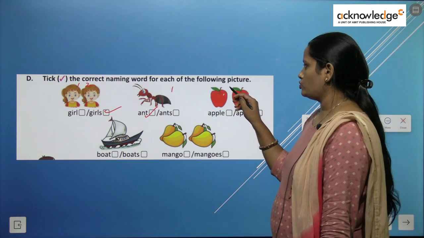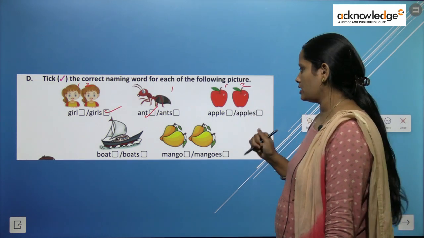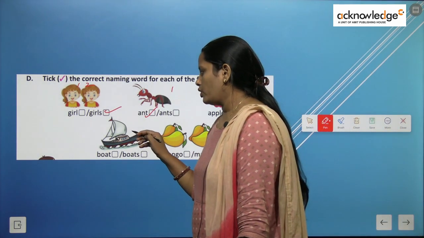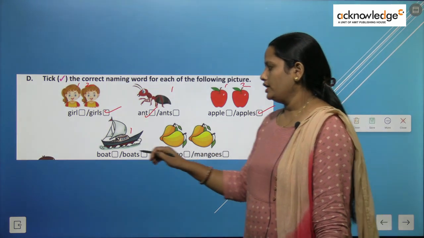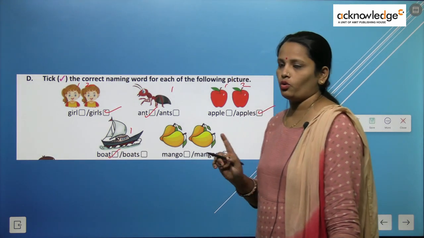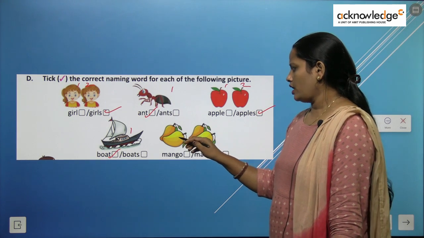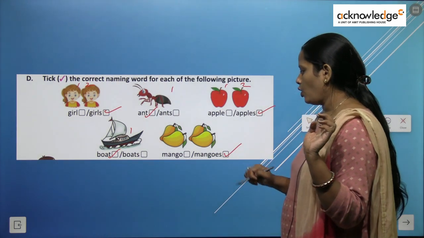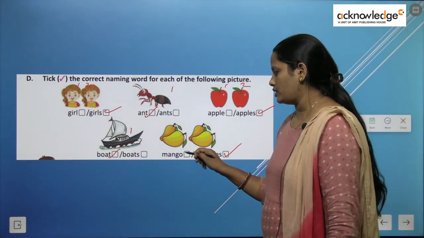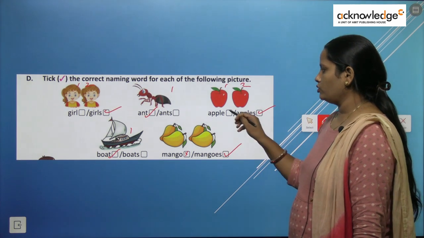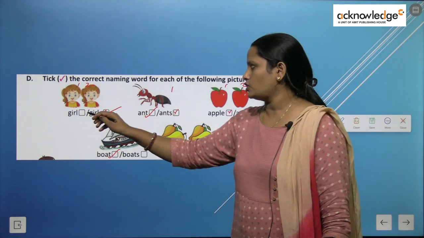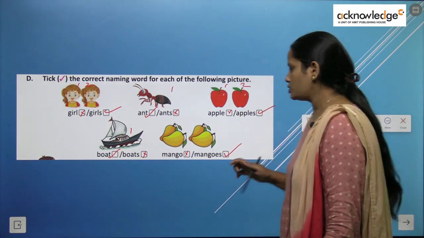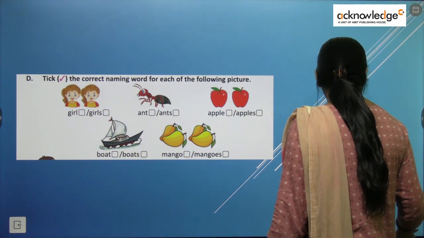Okay, here's a picture of 1 and 2. 2 apples are there. So we have to take it here. Apples, not apple. Okay, one picture is here. So it is a boat, not boats. 1, 2, 3, 4. 4 mangoes are there. So these are called mangoes, not mango. This one is wrong. Okay. So we have to tick on these and just cross on these. Okay. So this was our D exercise.